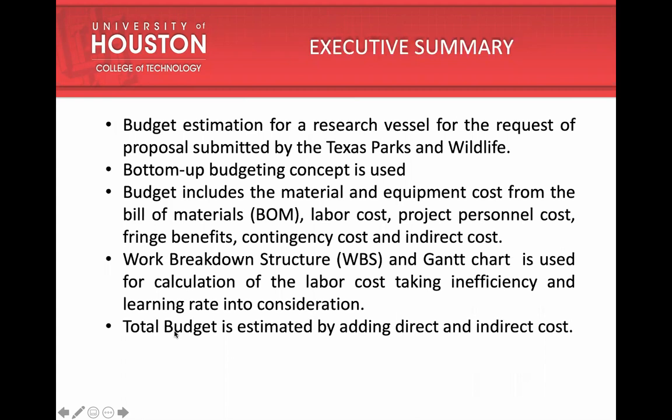Texas Parks and Wildlife has submitted a request for proposal for a research vessel. Our team has estimated the budget for the construction of this research vessel. We used a bottom-up budgeting concept for this budget estimation. This budget estimate includes material and equipment cost from the bill of materials, labor cost, project personnel cost, fringe benefits, contingency cost, and indirect cost. Work breakdown structure and Gantt chart are used for calculation of labor cost, taking inefficiency and learning rate into consideration. At the end, total budget is estimated by adding both direct and indirect cost.